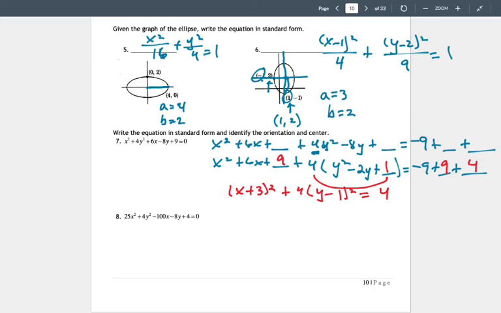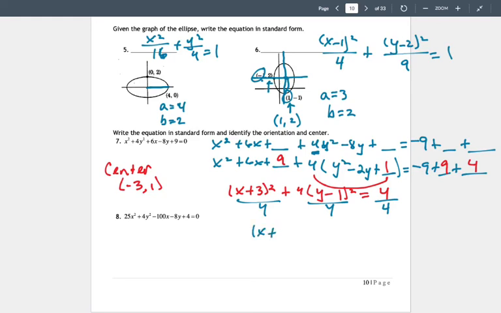So now I know my center is at (-3, 1). Oh, I'm not done yet, though, sorry. I need this to equal 1. So right now, this is equal to 4. So I'm going to divide through by 4. That way, the right-hand side will be 1.